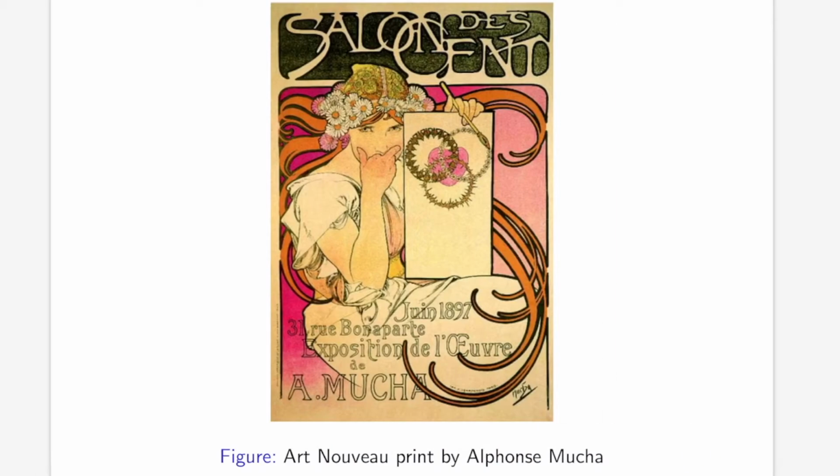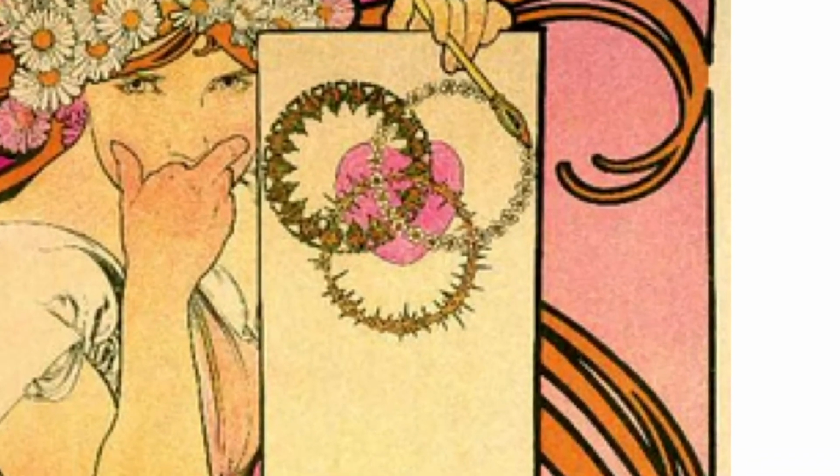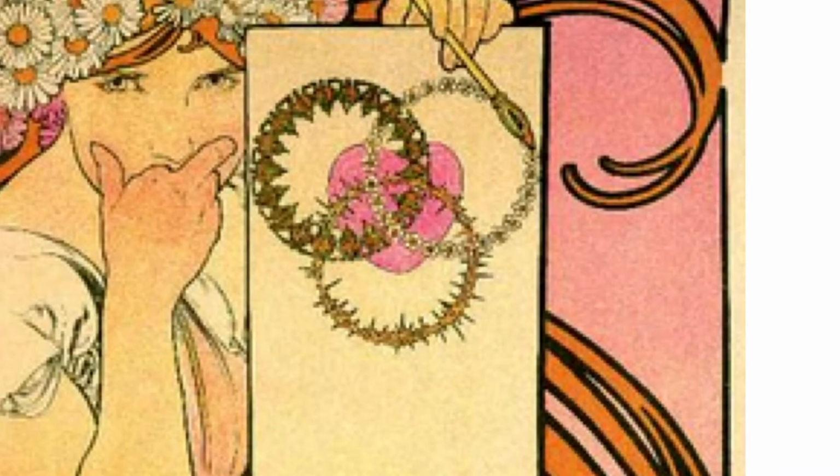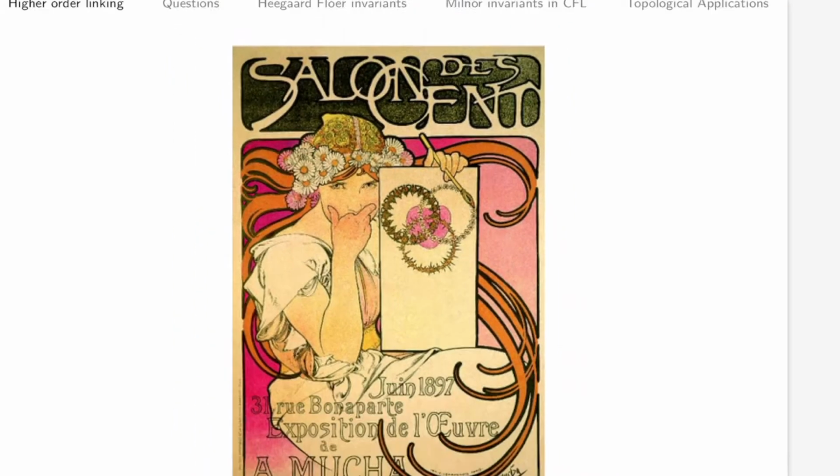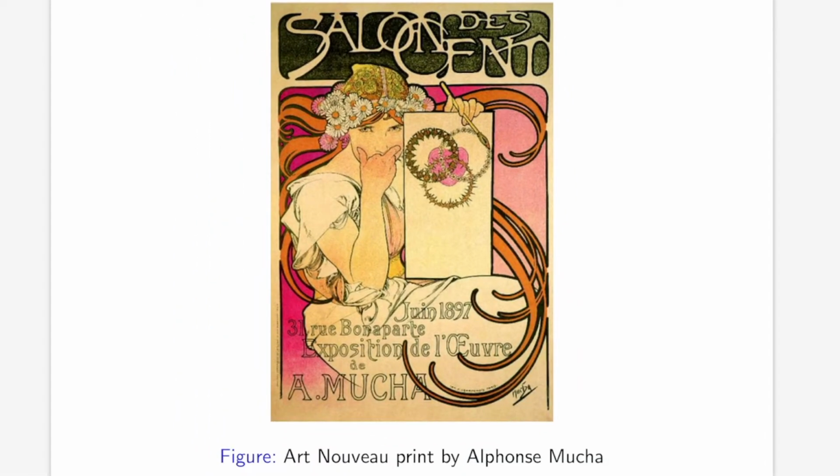And finally, one more image. This is just to demonstrate that you have to be a bit careful. This is a lovely Art Nouveau print by the artist Mucha. And at first glance, it looks like the Borromean rings. But if you investigate, these are all actually mutually linking number 1. The sublinks are Hopf links. So when you look for Borromean rings in the wild, you have to be a bit careful.